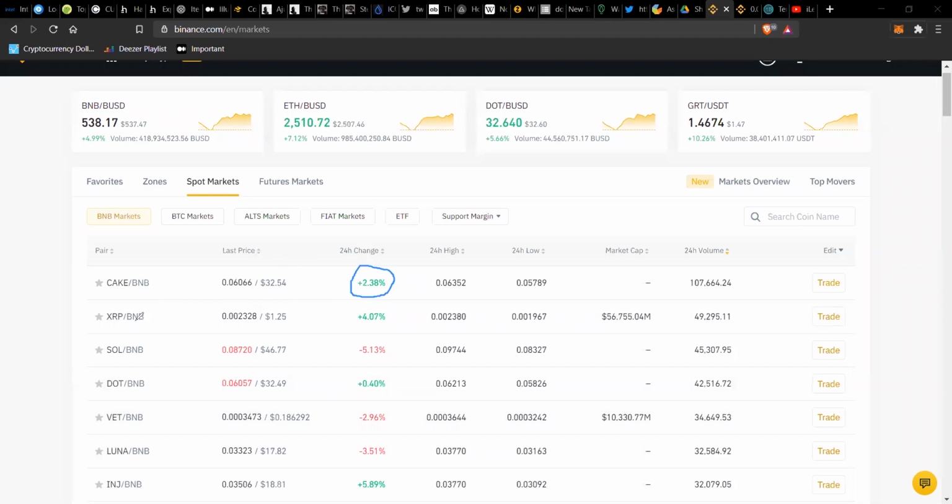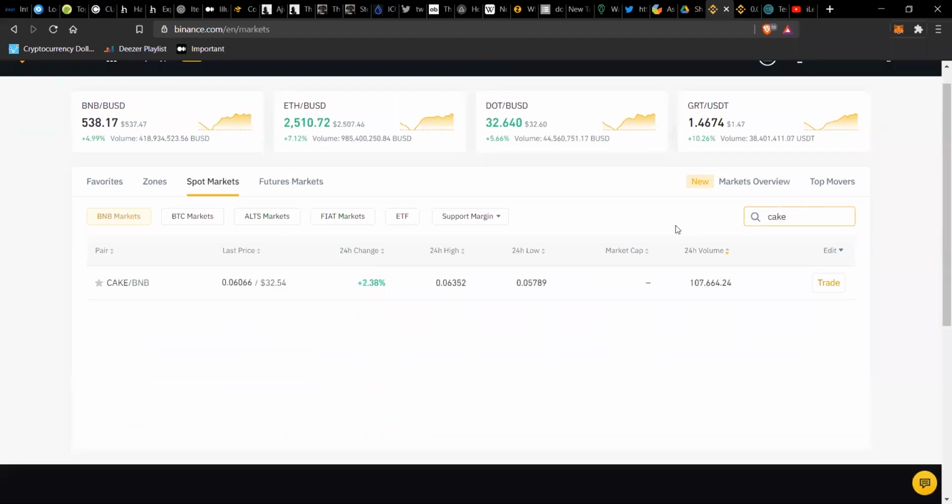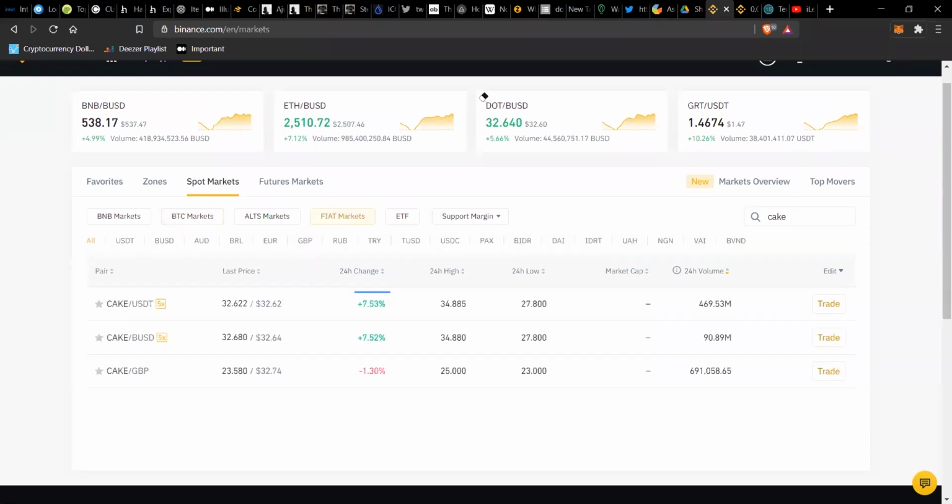For example, if I'm checking cake against BNB and then the 24-hour change is 2.3%, that doesn't mean that cake has increased by 2% across all trading pairs. For example, let me type cake. Now this is cake against BNB. So against BNB, cake has increased by 2.38% in the past 24 hours. But then, if I check cake against BTC, for example, against BTC, cake has only increased by 0.78%. And then against USDT, cake has increased by like 7%.